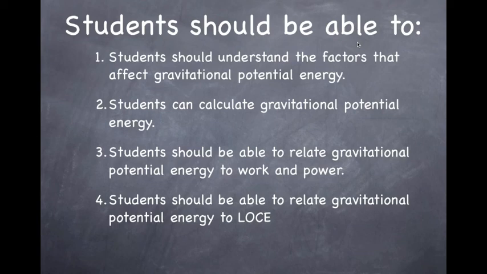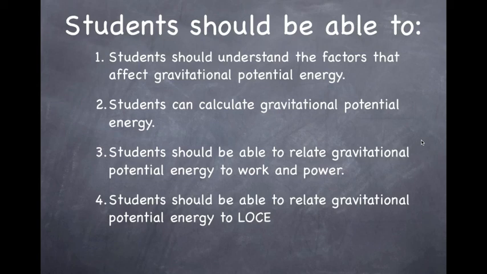So by now you should understand the factors that affect gravitational potential energy. Number 1 is mass. Number 2 is the acceleration due to gravity. Number 3 is the height. All three of those factors are equal. None has more effect than the other. They are all directly related. So if you double the mass, you double the energy. If you double the height, you double the energy, and so forth.